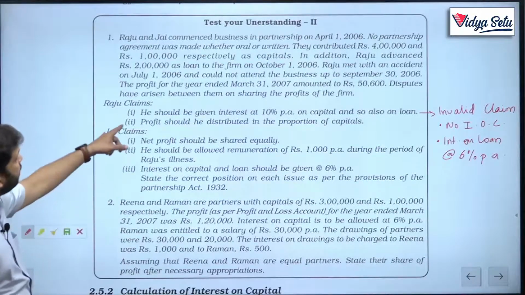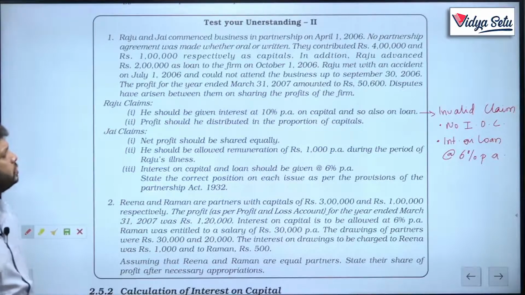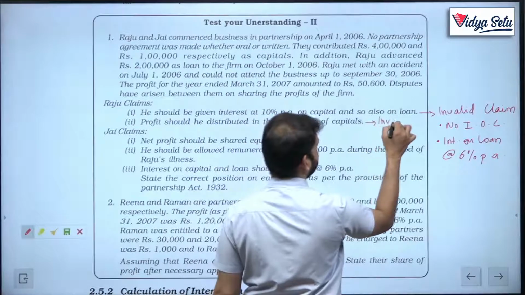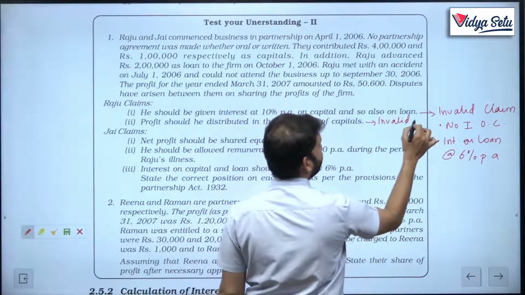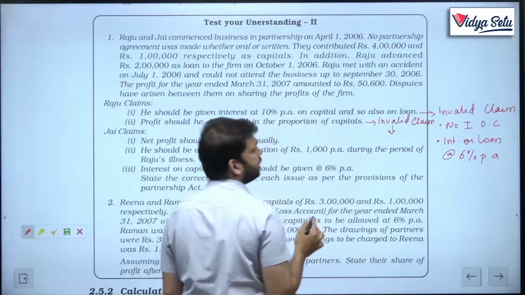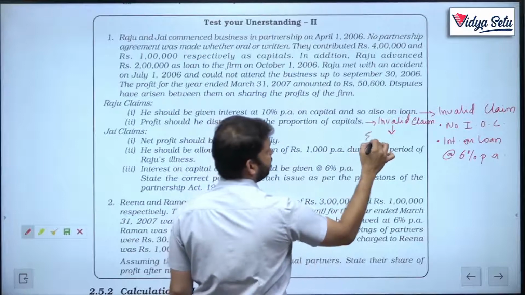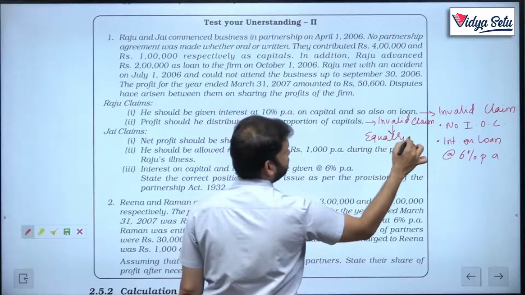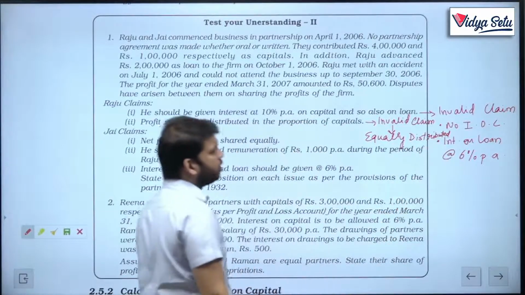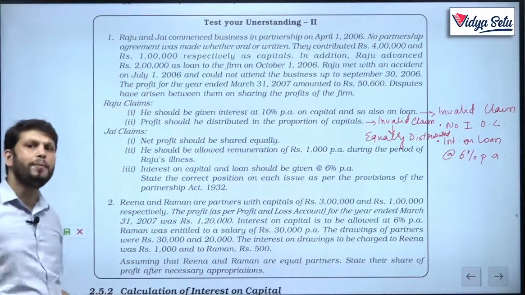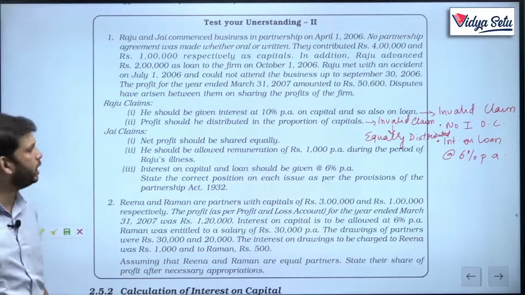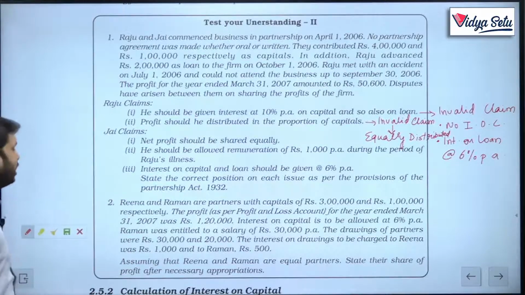Then he even asked that profit should be distributed in proportion of capital. Again invalid. Why? Because rules in absence of partnership deed say that it will be equally distributed. When nothing is given, it does not matter how much capital you have introduced, it will be equally distributed. Now, let us look at Jay's claim.